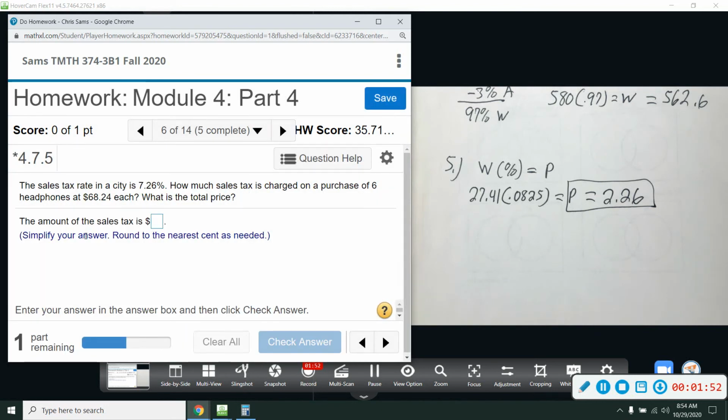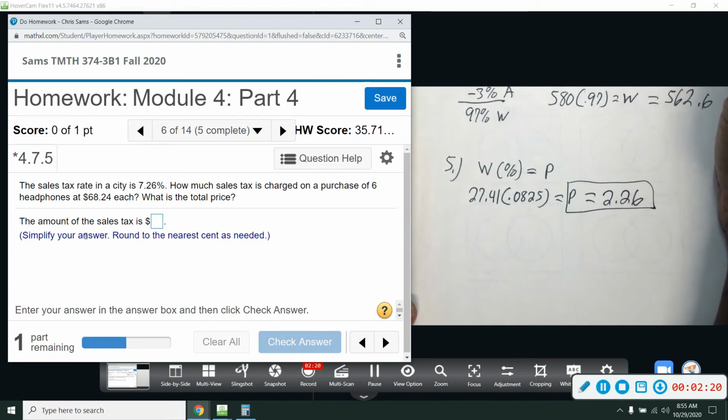Number 6, sales tax rate in a city is 7.26%. How much sales tax is charged on a purchase of 6 headphones at $68.24 each? What is the total price? So we have 2 parts. We want to know the amount of sales tax, and then we want to know the total cost. So that means we need to add the tax with the total cost.